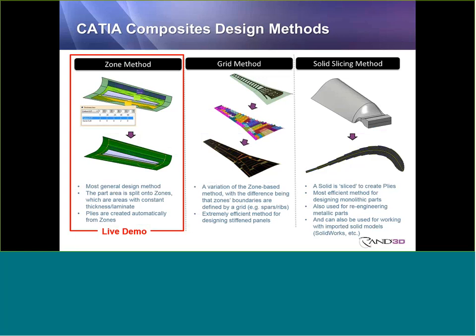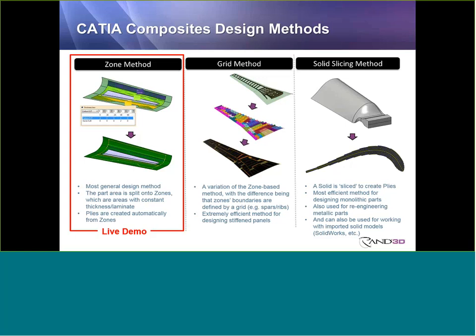Now, as far as design methods, there are several in CATIA, and the three dominant ones are presented on this slide. The first one is the zone method, which historically was the first one after what was called manual ply creation, and it's the most general design method. With this method, the part area is split into zones. A zone essentially is an area with constant thickness and the same laminate. And then the software creates plies automatically from zones. So this is what we're going to be covering today.